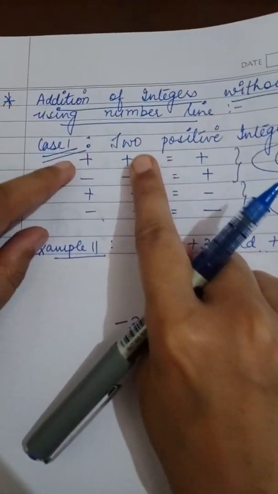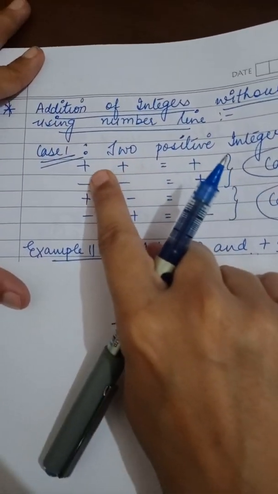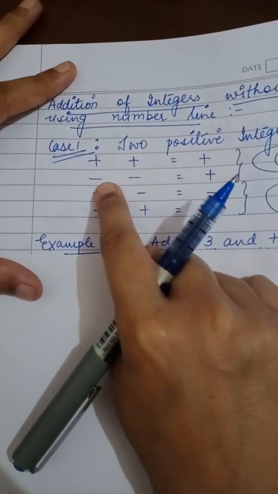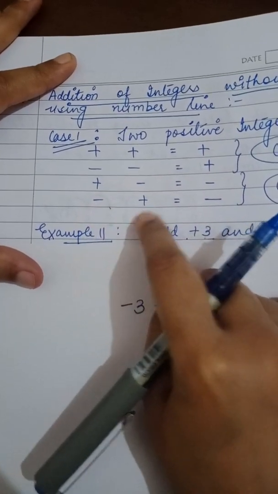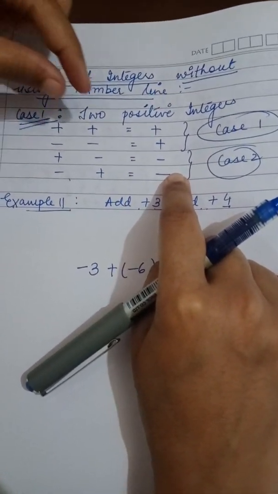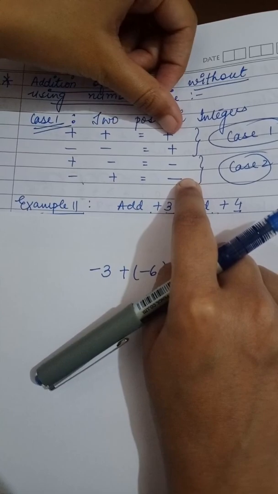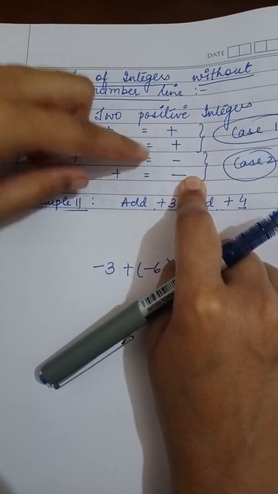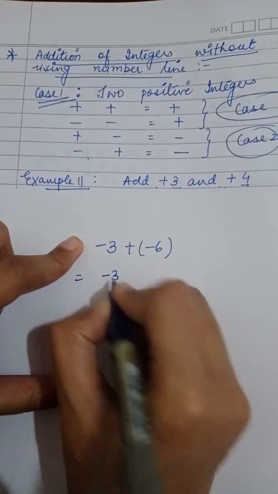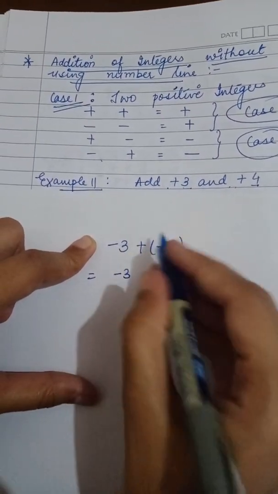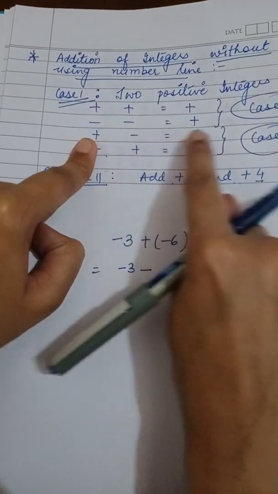If I am going to take 2 signs, it means plus plus means plus, minus minus plus, plus minus minus, minus plus minus. If two signs are same, it will be plus. If 2 signs are different, then it will be minus. Now in this question, see, minus 3. Now what is plus minus? Minus. Can you see? Plus minus is minus.